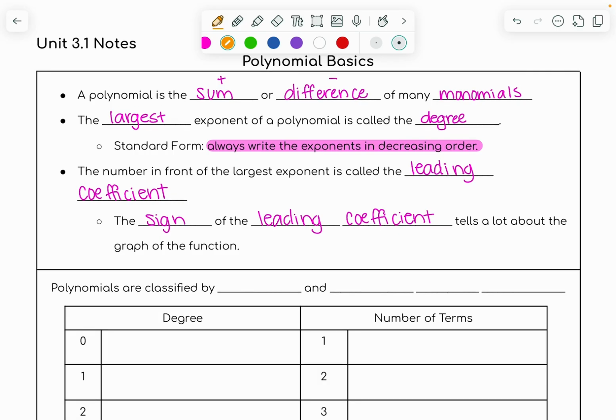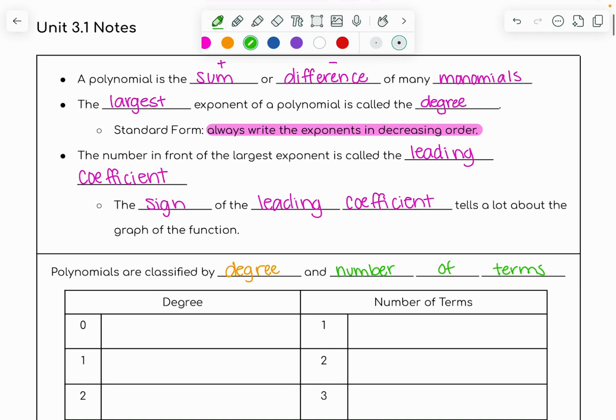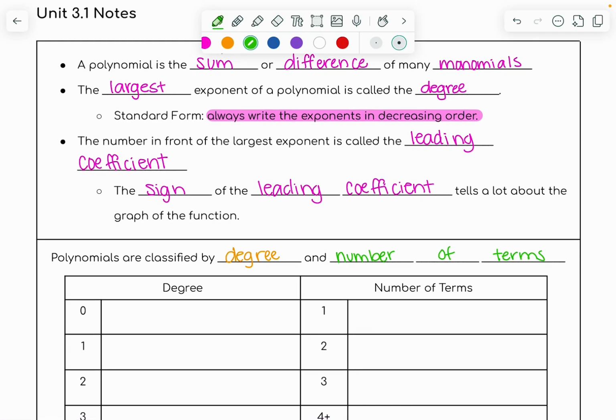Okay, so polynomials are classified by 2 things. They're classified by their degree and the number of terms. Now, when I talk about terms, this is things that are separated by pluses and minuses. And the degree, which we talked about up here, is just the largest exponent.